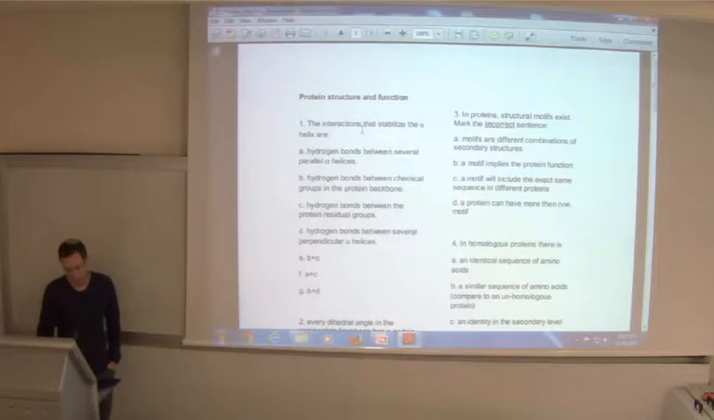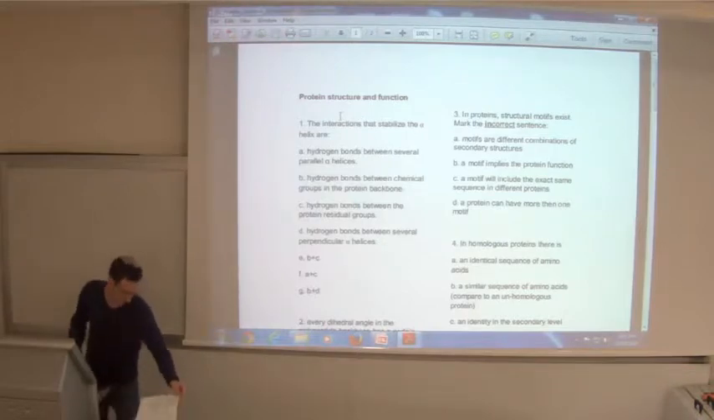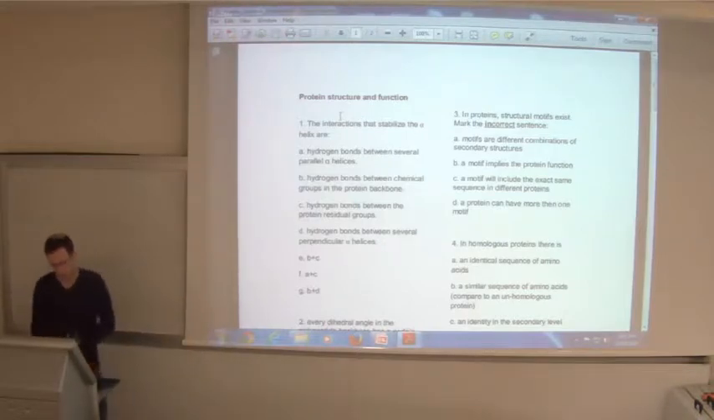The interactions that stabilize the alpha helix in a protein should be stated. So what are the interactions there? Hydrogen bonds between several parallel alpha helices. What do you think? Is that correct? B. Right, so let's go straight to B. Hydrogen bonds between chemical groups in the protein backbone. If you recall, these are the interactions that stabilize the structure, and not hydrogen bonds between several parallel alpha helices. So it's an internal thing inside each helix.